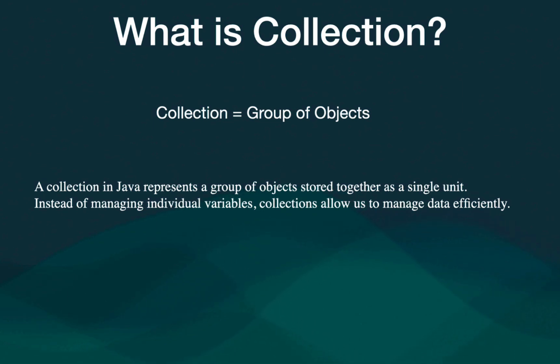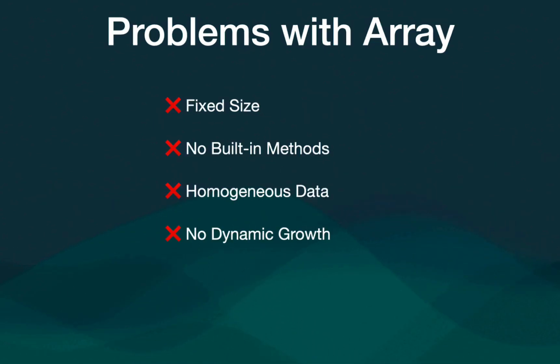So how did we store data before collection? We stored it in an array. But the problem with an array is that it is a fixed size. When we create an array, we need to mention the size also. Let's say my array size is 5 or 10, and it stays fixed. There are also very few built-in methods available. If I want to iterate or filter the data in the array, there are no built-in methods, so we need to write lots of logic for that. It also holds homogeneous data, with no dynamic growth. These are the problems with arrays.